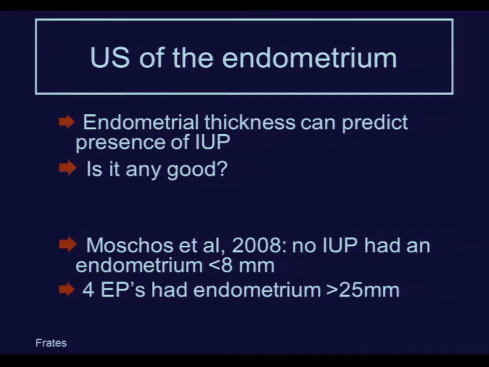Well, maybe we could look at the endometrium and determine whether an intrauterine pregnancy is present based on the thickness of the endometrium. In 2008, Moskos et al. looked at this and found that no intrauterine pregnancy had an endometrium of under 8 millimeters. However, they did have 4 ectopic pregnancy patients who had an endometrial thickness of greater than 25 millimeters. So endometrial thickness is a little bit helpful, but not good enough.